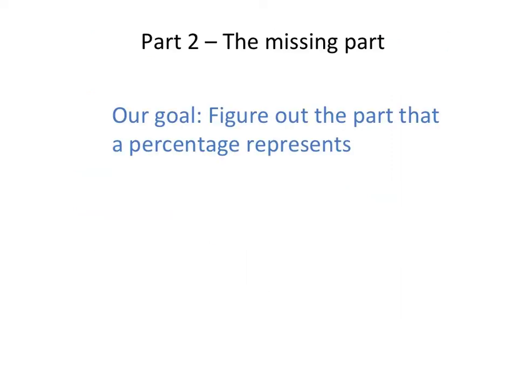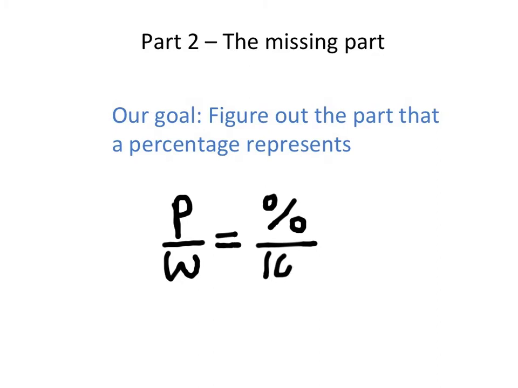Part 2 is all about finding the missing part. Our goal is to figure out the part that a percentage represents. And for these problems, we're going to use the same ratios: part over whole is equal to the percent out of 100.